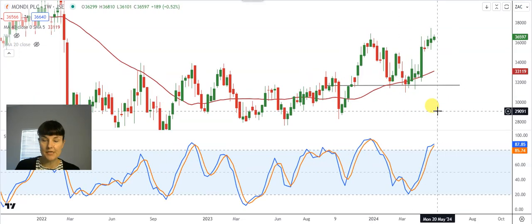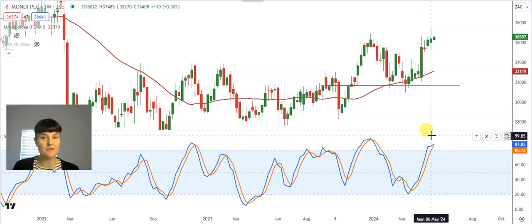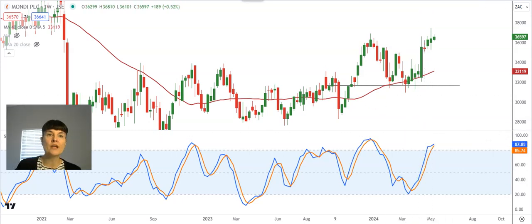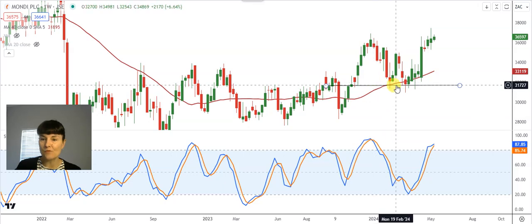Now, if we see a pullback, which we maybe expect if it becomes a negative divergence, we are sitting here with a possible double top formation. And I call this a double top because this second loop is not as high as the previous two, right? So I want to call this a double top formation, which again means it's a warning formation, implying that we can see downside should that neckline start to change into a resistance. And that is waiting at 317.27 Rand.